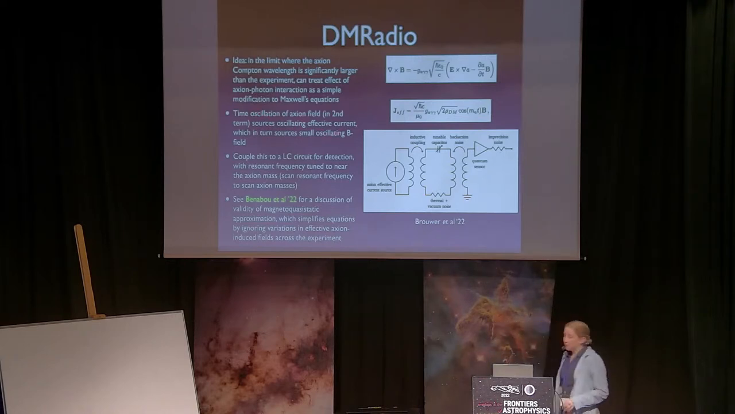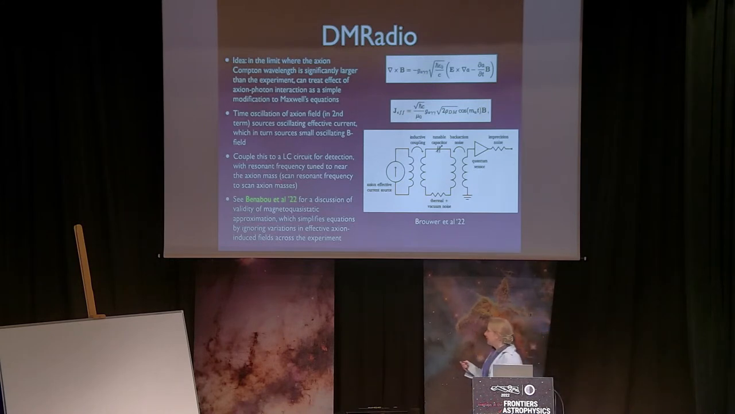Now you can amplify this by coupling it into an LC circuit. Experiments like this are sometimes called lumped element detectors because the usual analysis relies on being able to model the system as a set of discrete circuit elements. Again, like in the case of ADMX, this LC circuit has a resonant frequency. You want to tune that resonant frequency to near the axion mass. If the resonant frequency lines up with the axion mass, you'll get a big enhancement of the current. And you look for that as you scan the resonant frequency of the circuit.